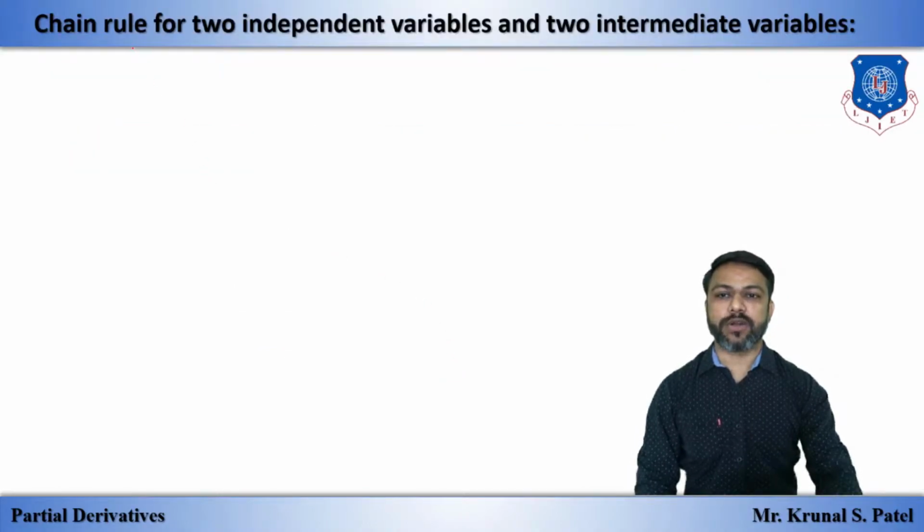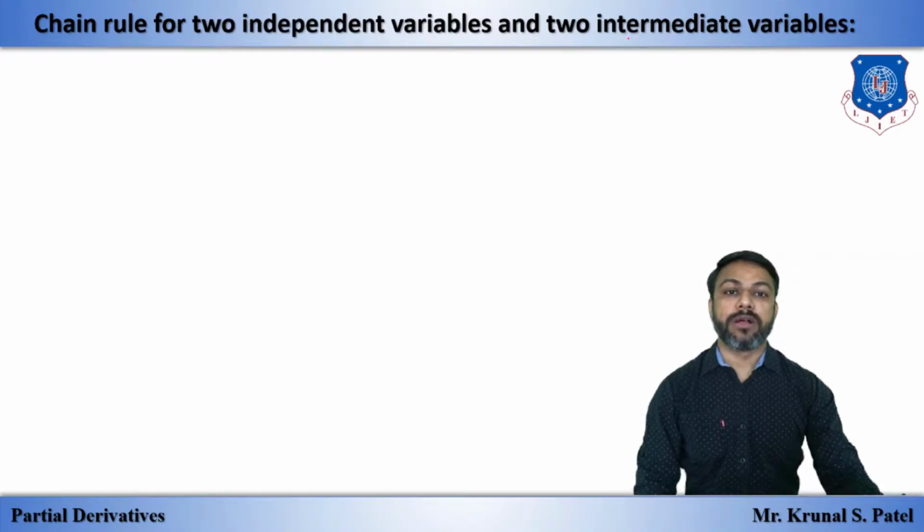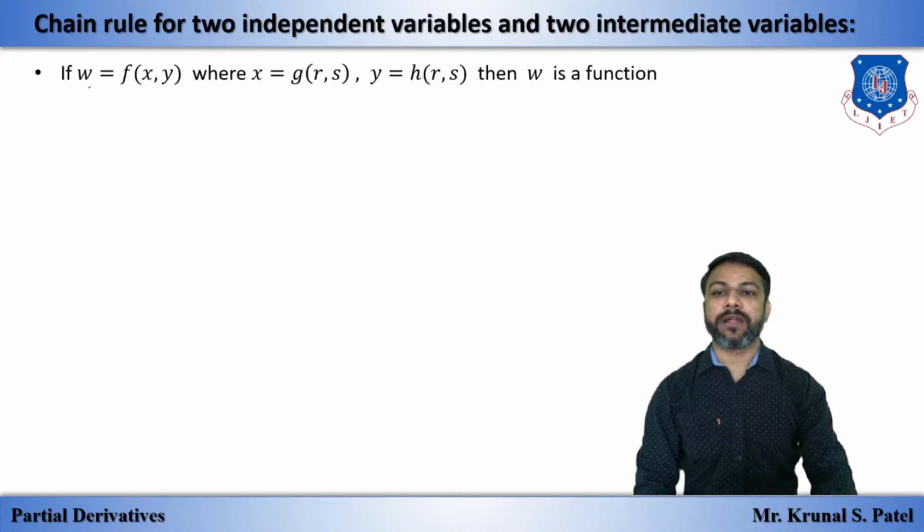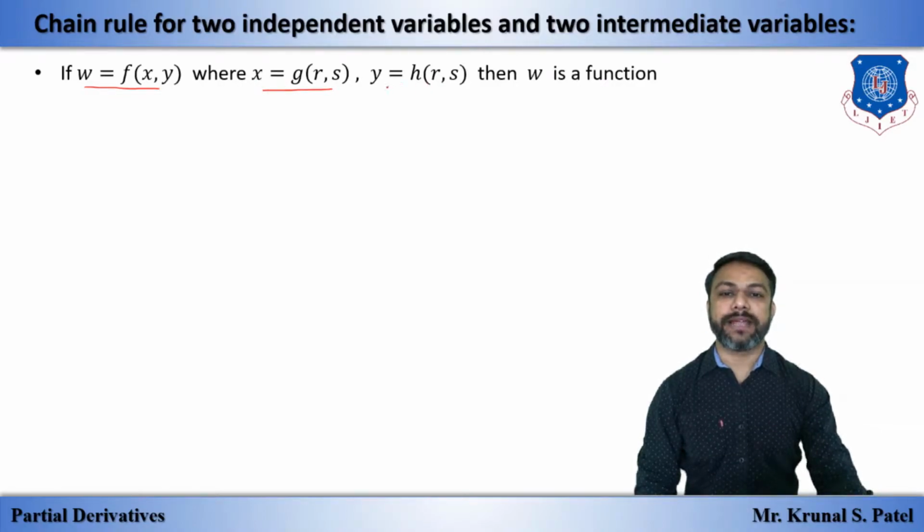First, chain rule for two independent variables and two intermediate variables. So what is two independent variable? What is two intermediate variable? Let's have a look at this statement. w is a function of x and y, where x is a function of r comma s and y is a function of r comma s.